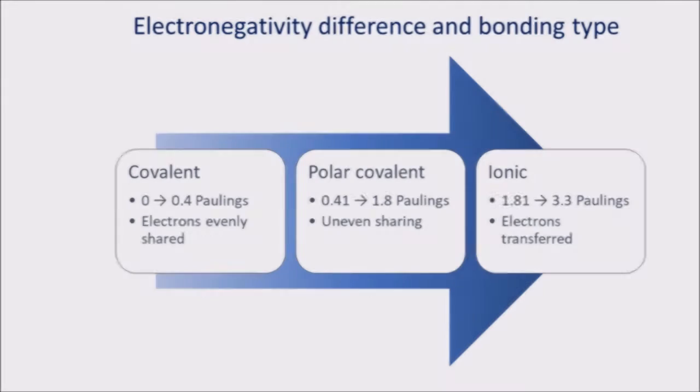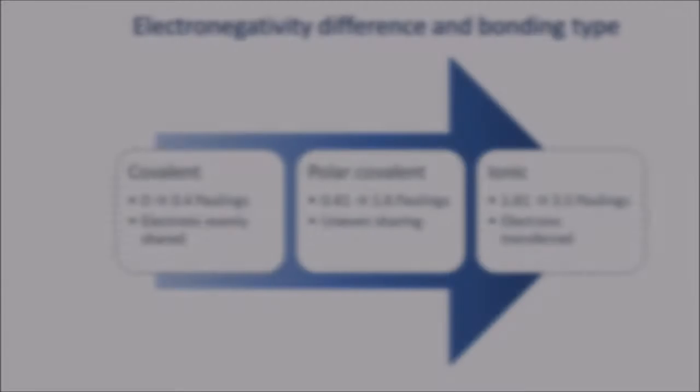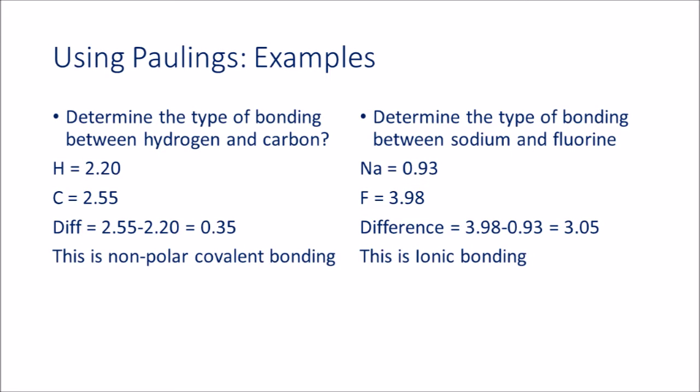By comparing the electronegativities of the atoms on either side of a bond, we can determine how covalent or ionic it is. The greater the difference between electronegativities, the more likely it is to be ionic. As you can see here, the difference between the hydrogen and the carbon electronegativities is only around about 0.35, which makes it non-polar covalent bonding.